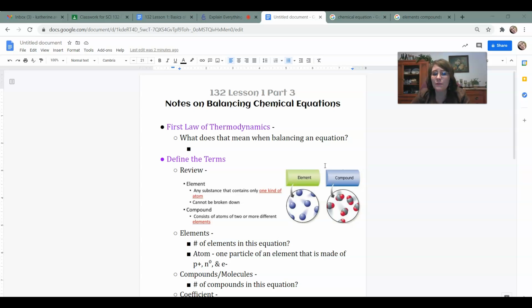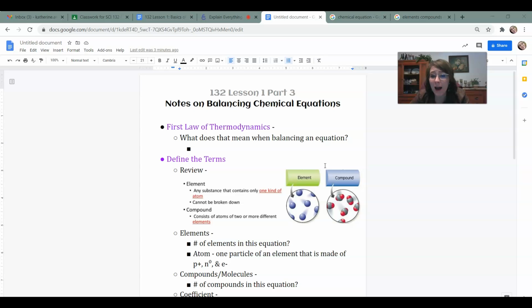So what you would write down for the first law of thermodynamics is: matter and energy can't be created or destroyed. That's a really important thing to remember when doing chemical reactions because you can't create or destroy atoms or elements or anything like that when you're balancing a reaction.